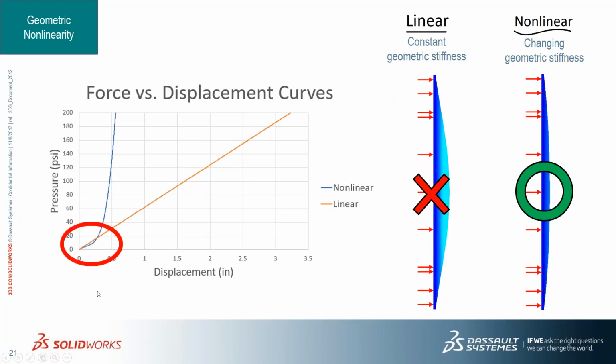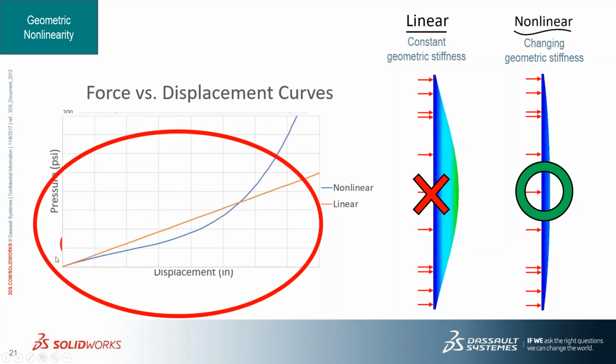If I zoom in on this initial point, you see both curves match initially. They both follow the same sort of line, but the geometrically linear just sort of extrapolates from there simply, whereas the nonlinear will update the stiffness as it goes along.